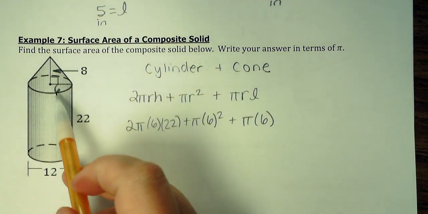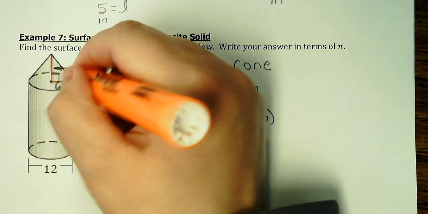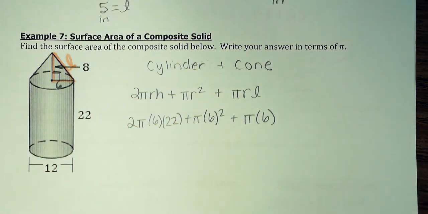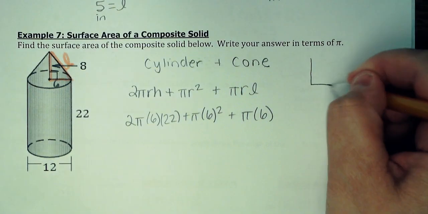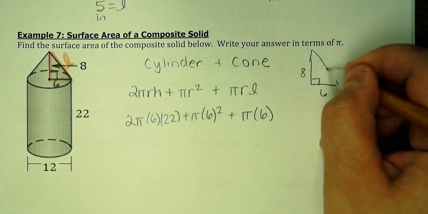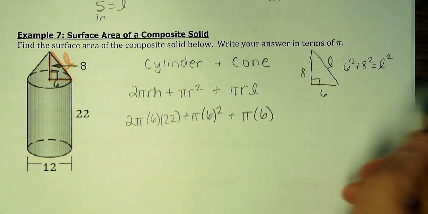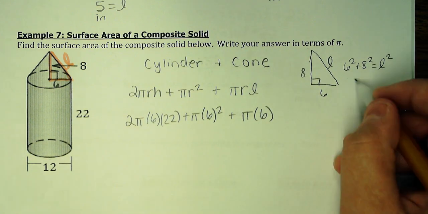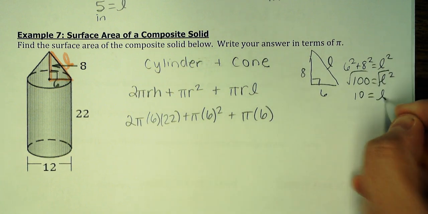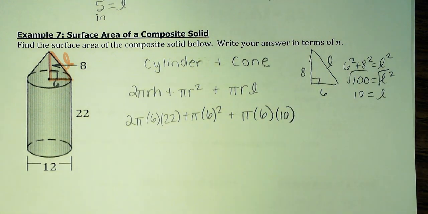Now, for the cone, I need the slant height, which unfortunately I don't know. I know the actual height is 8, so the slant height is not shown to me, but I can use the Pythagorean theorem. So I've got 6, this is 8, this is your slant height. If you do 6 squared plus 8 squared, that's your slant height squared. 36 and 64 is 100. We're just going to take the square root, so we're going to get a nice number for our slant height as 10.